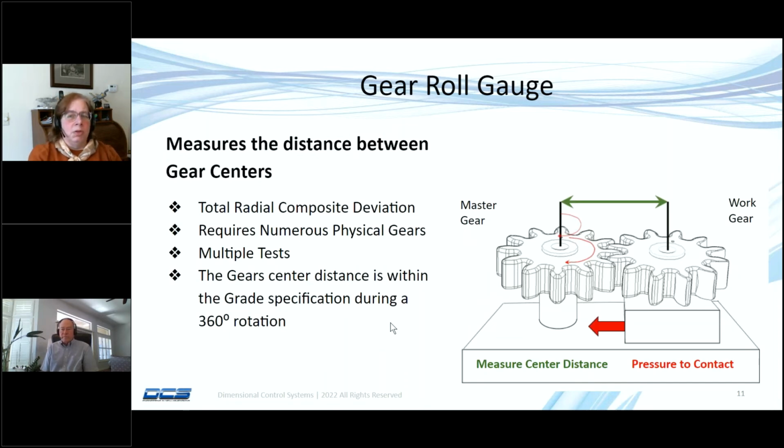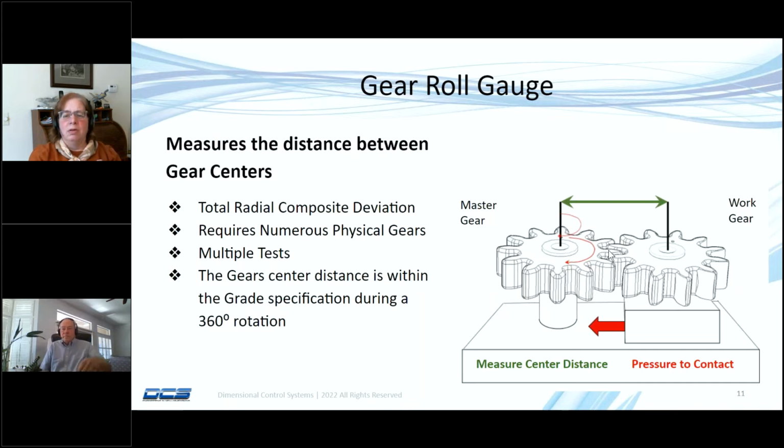All right, the simulation that Tom is going to show you is that of a gear roll gauge. So we've got the work gear that has all that GD&T applied to it, and we have a master gear that is perfect CAD. So we're going to be moving the gears so they mesh, and moving them together so the teeth contact each other.